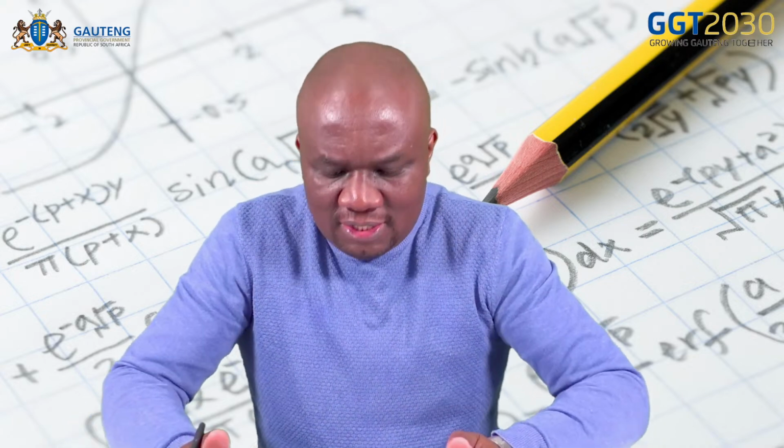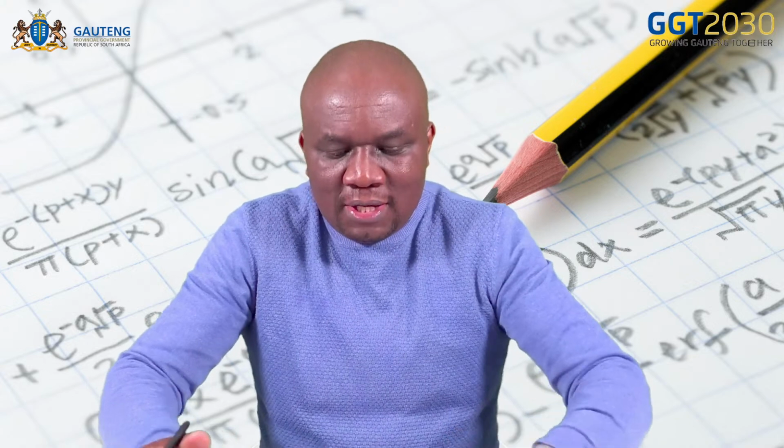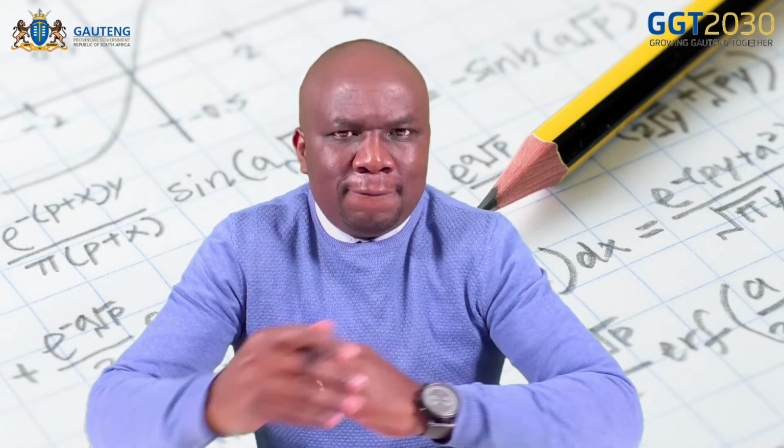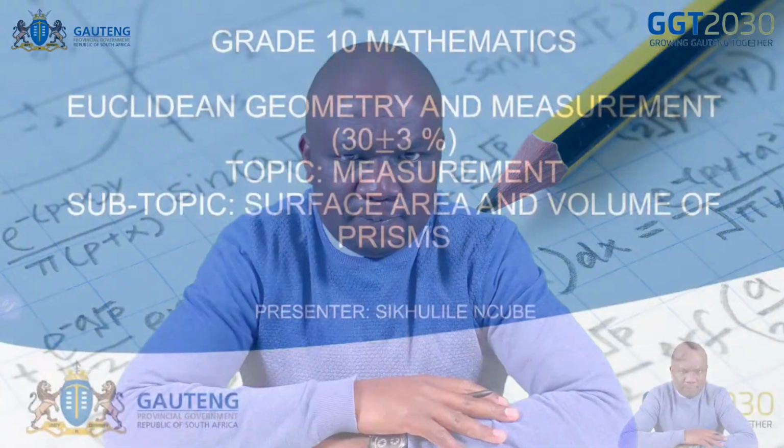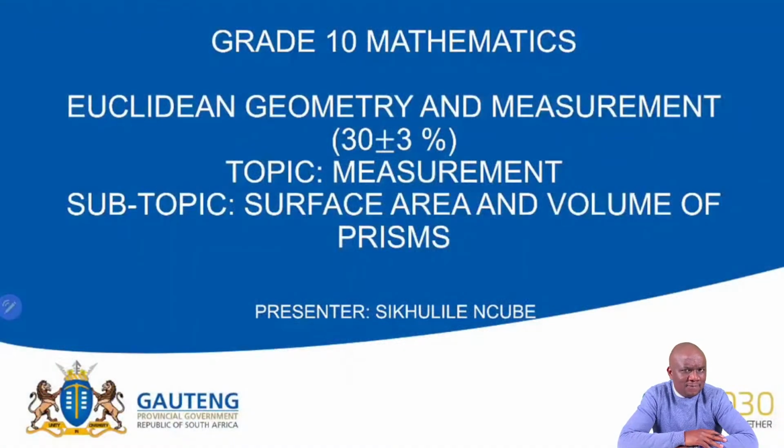Right, in this lesson, grade 10s, we are going to look at the surface area and volume of prisms. What are prisms? What type of 3D objects are prisms? Okay, you have to remember that, isn't it? Because we have 3D objects which are not prisms. Okay, in this lesson we're concentrating on what? On the prisms only, the surface area and volume.